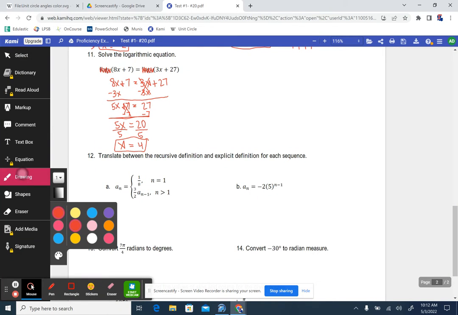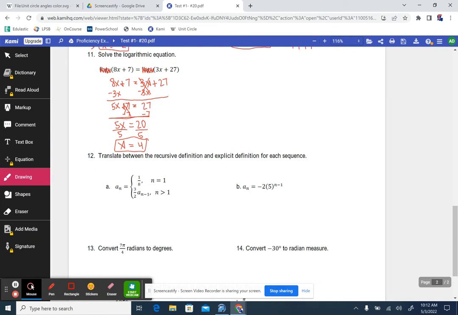Okay, for number 12, translate between the recursive definition and the explicit definition for each sequence. You're going to be given the definitions on the board as you see up there. They're on the right on the bottom. So part A, you're given the recursive and you need to rewrite to the explicit.